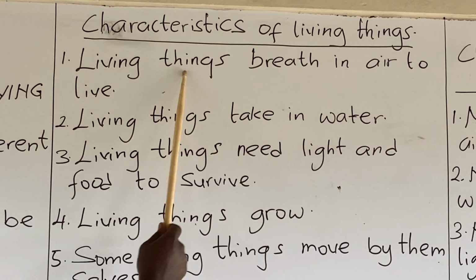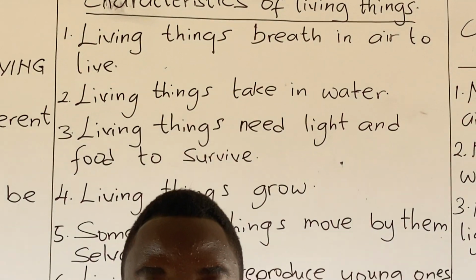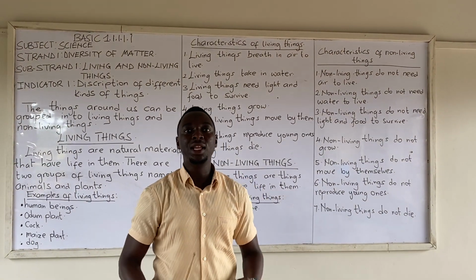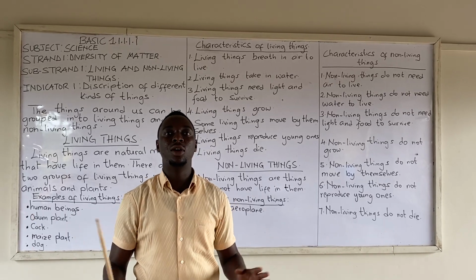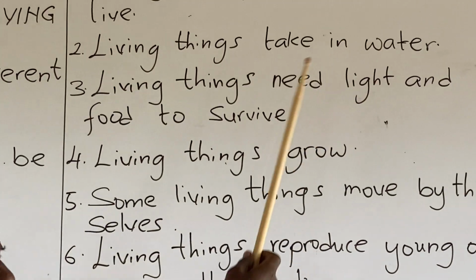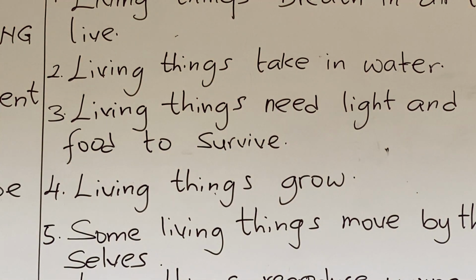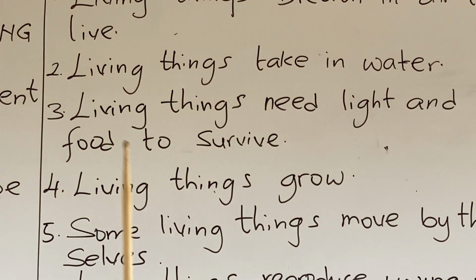Number 1. Living things breathe in air to live. So all living things need air to live. Without air, living things cannot live. Number 2. Living things take in water. All living things, that is animals and plants, need water to survive.